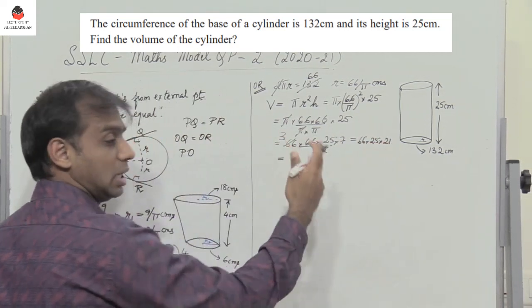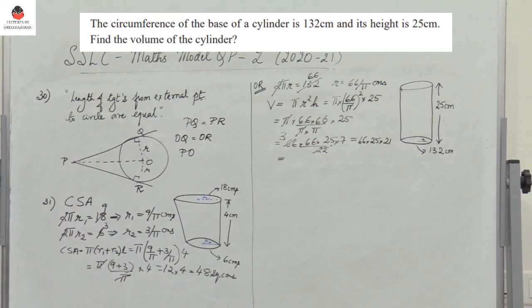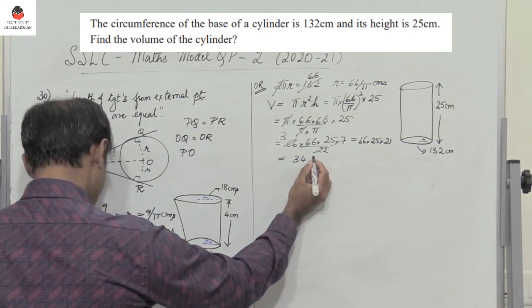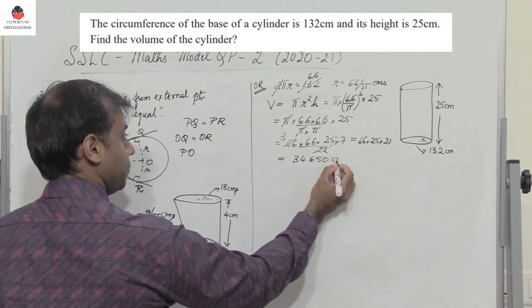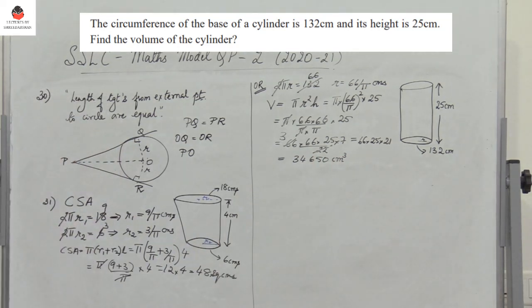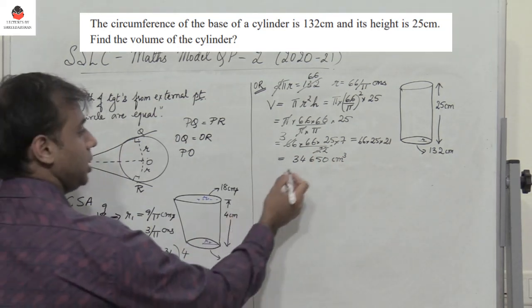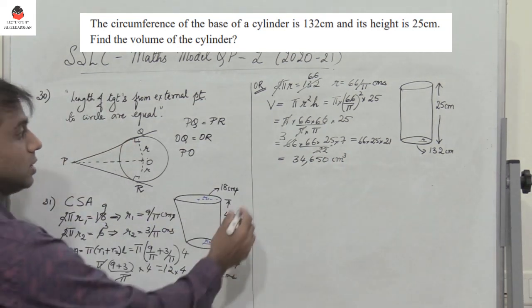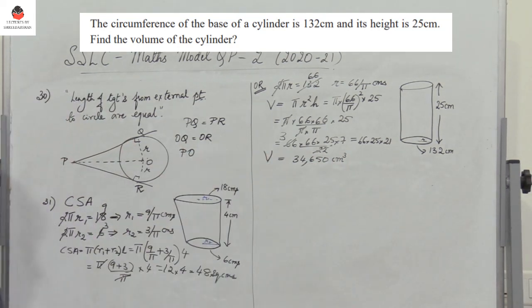So make sure that you multiply all the three numbers correctly. So we get the answer as 34650 cubic centimeters. So 34,650 cubic centimeters is the volume of the cylinder. It's a very easy problem.